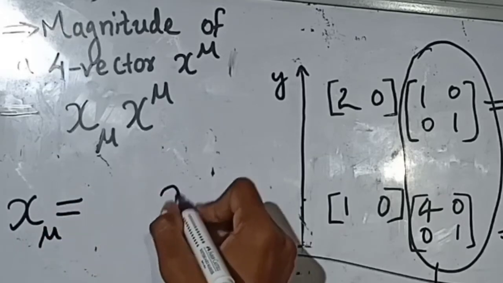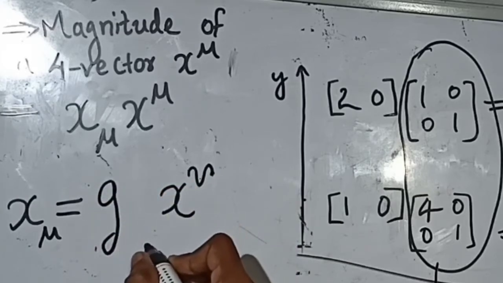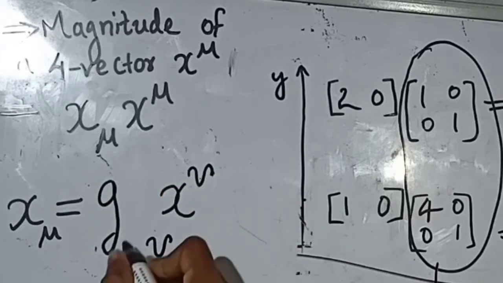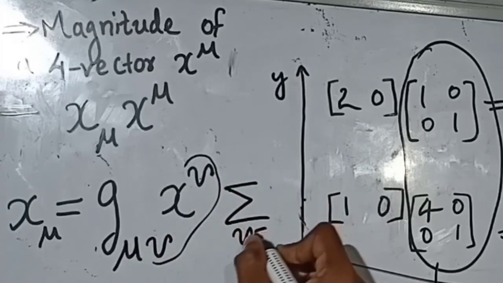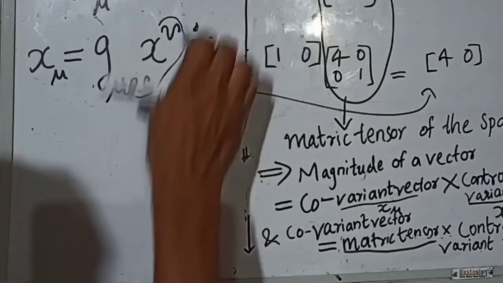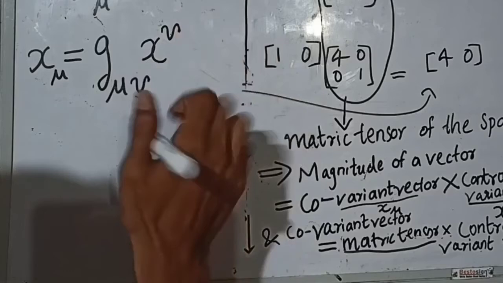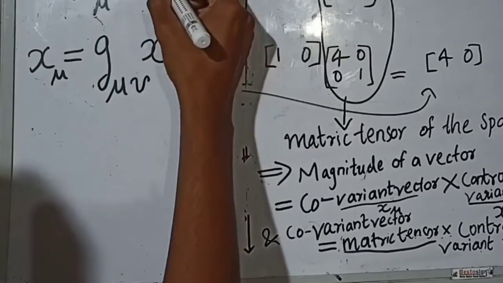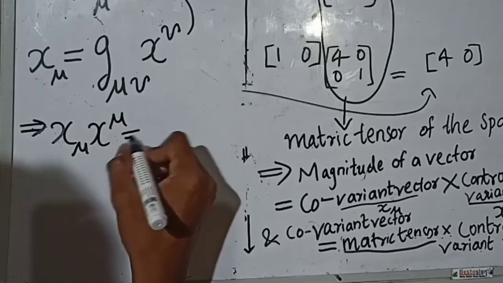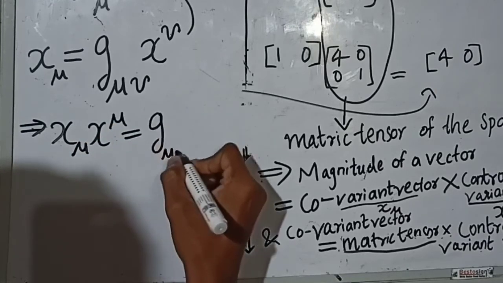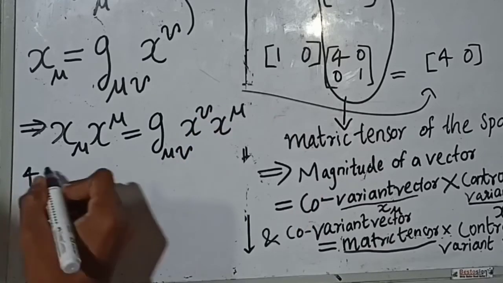I already talked that we can write a covariant vector as a metric tensor times a contravariant vector, and in 4 vector notation we can write it as this, and there's a summation over nu running from 1 to 4, but in Einstein summation convention we don't need this summation symbol and there's automatically a summation there. So if we put back this equation in our dot product equation x sub mu x superscript mu, we get g sub mu nu x nu x mu.